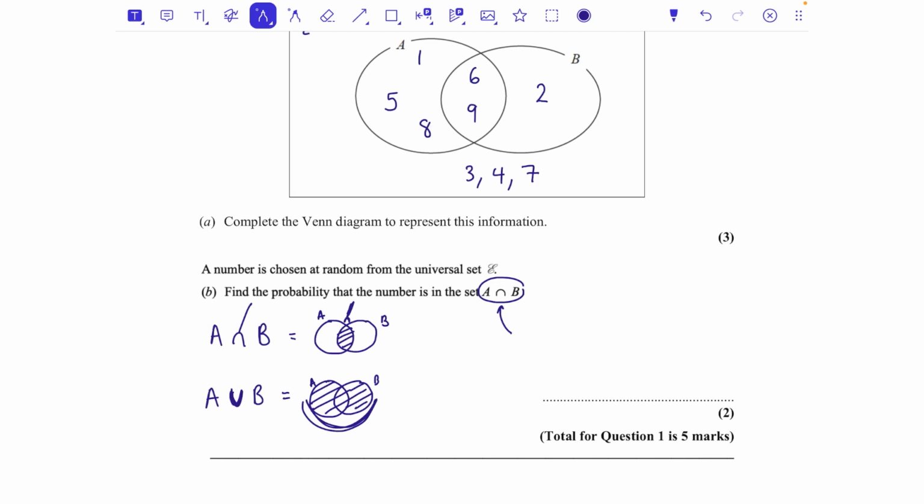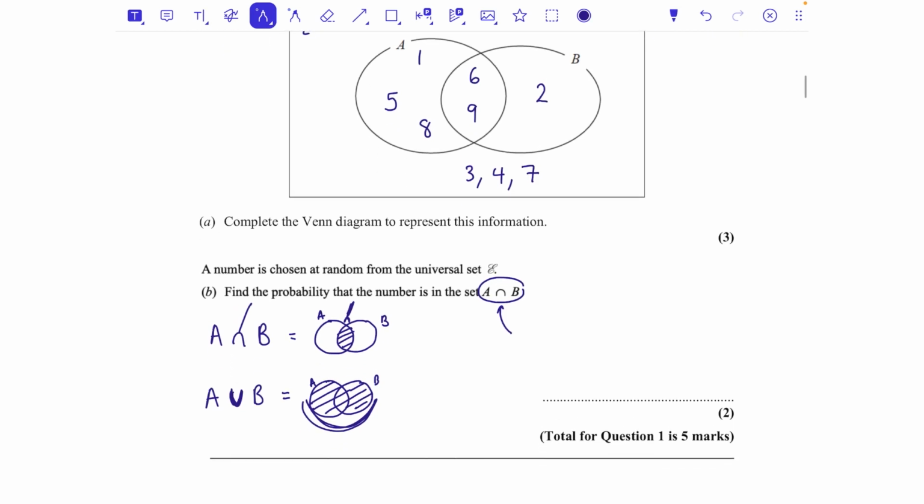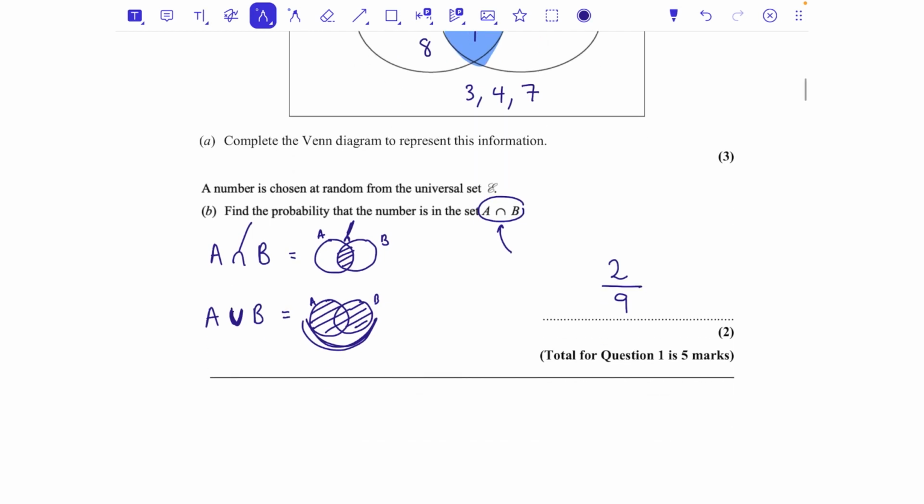So there we go. Find the probability of the numbers in the set A intersection B is the question here. We've got 9 numbers altogether. So if you put out of 9, that's going to get you a mark. You'd need a number on the top, but out of 9 is going to get you your first mark. And there are 2 of them in the intersection. We're just looking at this section here. What's the probability of picking a number from that section? It is 2 out of 9.